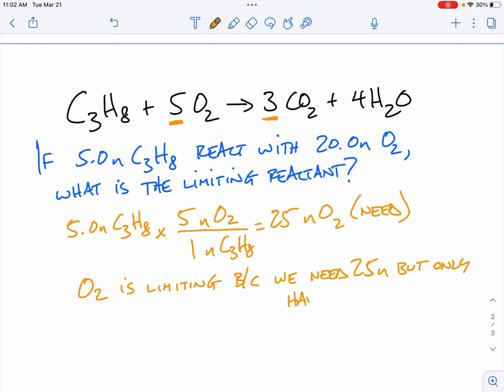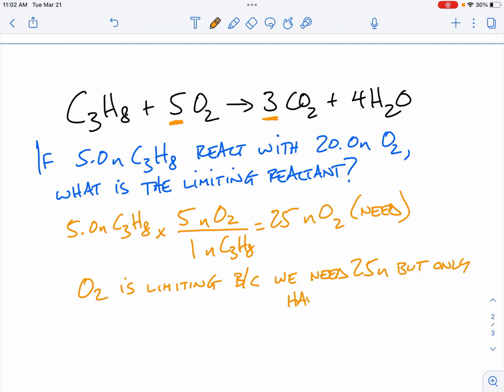If we had done this and ended up with a value of less than 20, less than what we have, then O2 would have been excess. Now, it just so happened I solved it this way. What if we had solved it the other way? You'd only really need to do one of these if you understand what the calculation means. Let's go ahead and try that, just so that we see the difference and what it would look like.